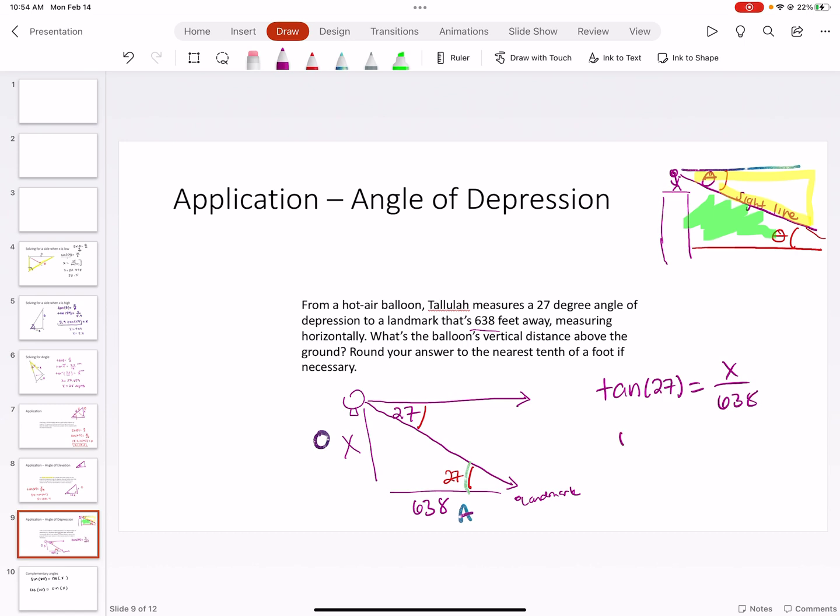X is high, so we're multiplying 638 times the tangent of 27. So I plug that into my calculator. And that gives me that the x value, or the vertical height of the balloon, is 325.1.